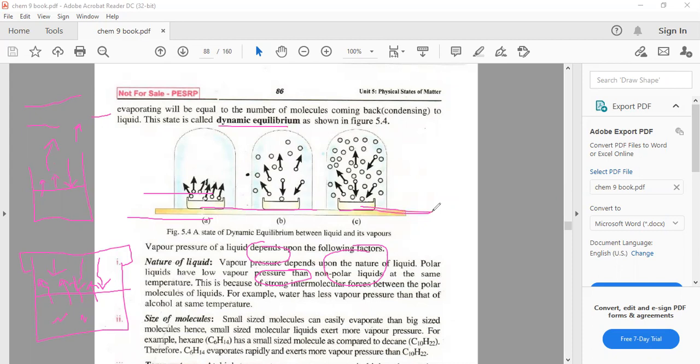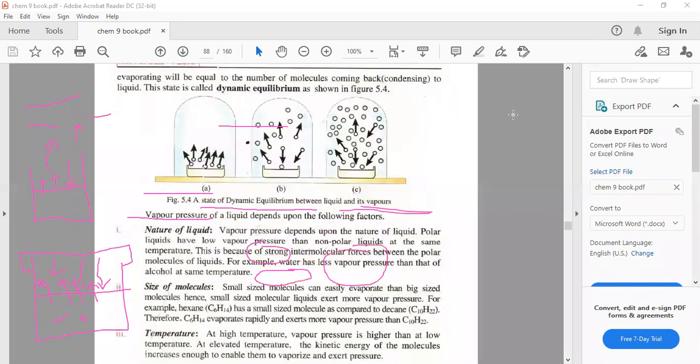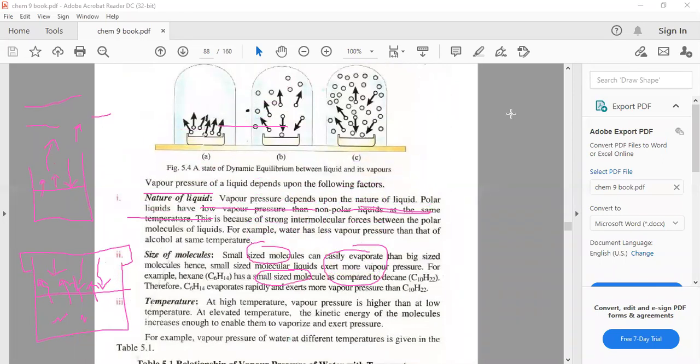So the vapor pressure of a liquid depends upon the following factors, as vaporization depends on different factors: temperature, intermolecular force, surface area. There are some factors which affect the vapor pressure of the liquid, that is, how much vapor pressure a specific liquid has and how it is affected by the nature, by the size, by the temperature. So let's discuss. There are three main factors of vapor pressure. By these three factors, the vapor pressure of a liquid is affected.